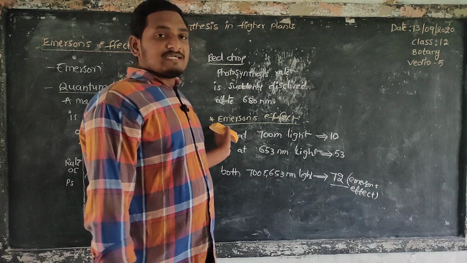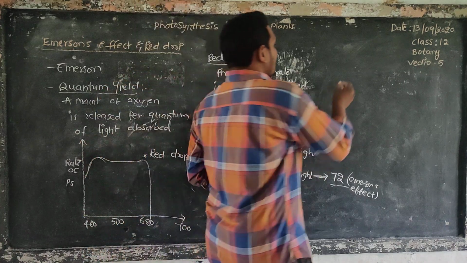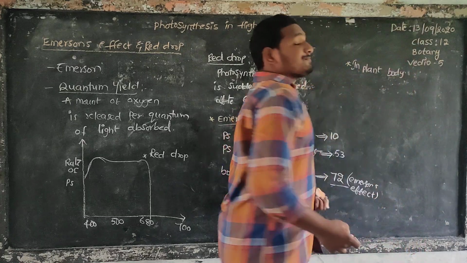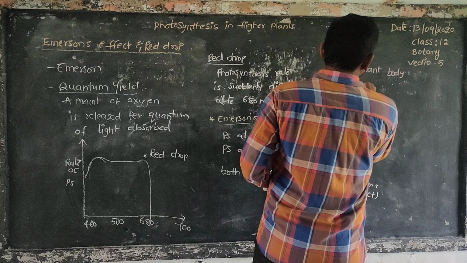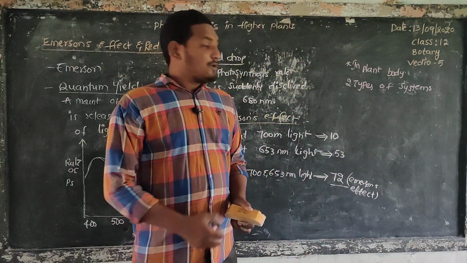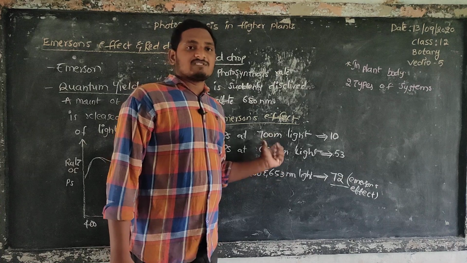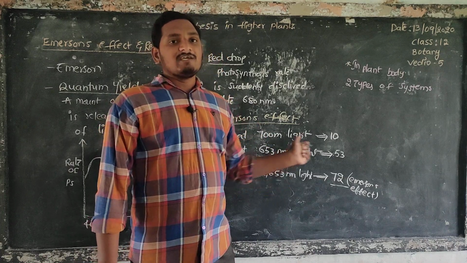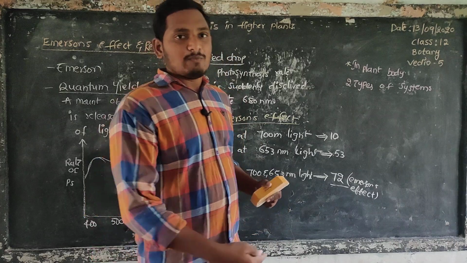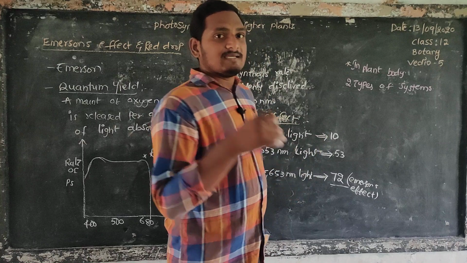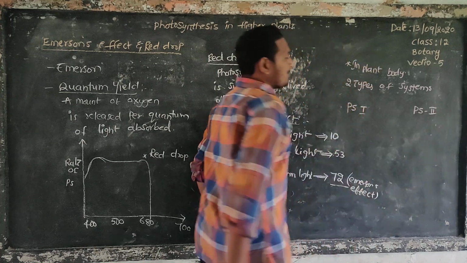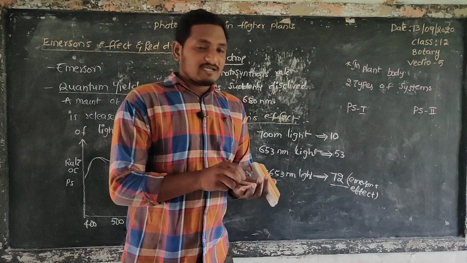Based on this, Emerson and his colleagues concluded that in the plant body two types of systems are working. It means the plant takes these two types of light, 700 and 653 nanometers, and responds immediately, giving quantum yield. So two types of systems are working in the plant body: PS1 and PS2.